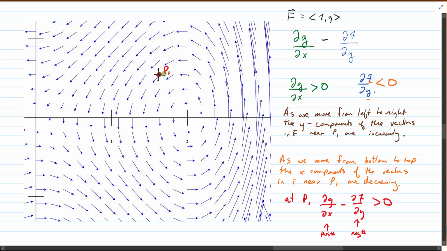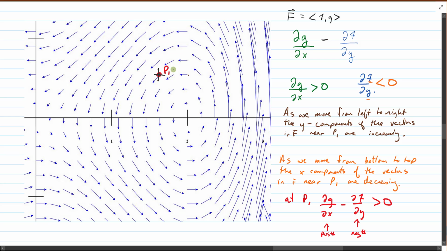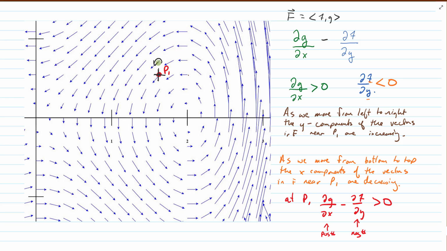And if we were to, for this fixed point, look at what's happening at this point, if we imagine the vectors as flow, this would be causing a counterclockwise flow, or counterclockwise rotation at point P1. That's what we mean when the curl is positive. Now, we just analyzed this picture very carefully. I want to remind you of my first warning.